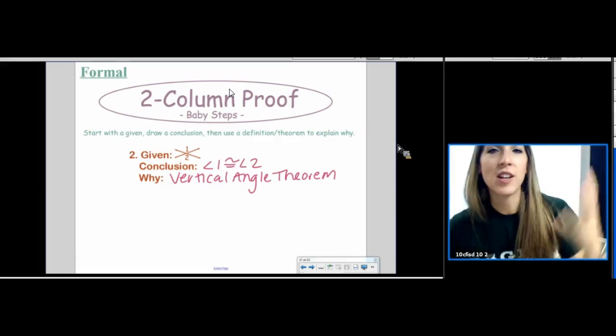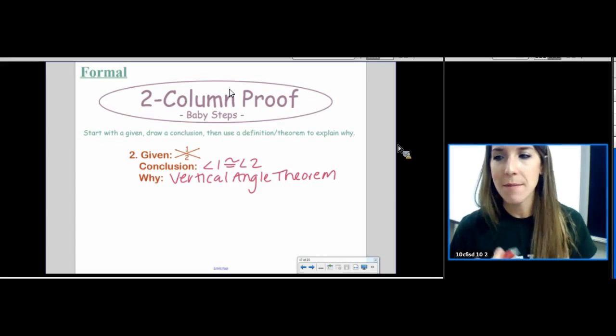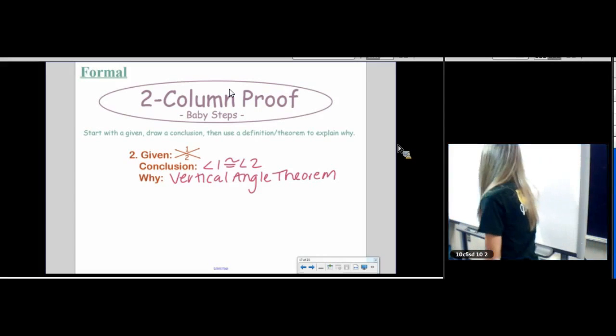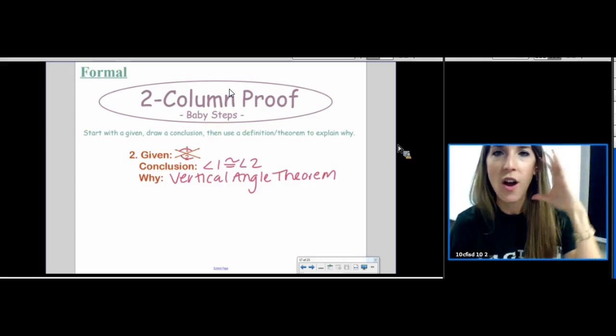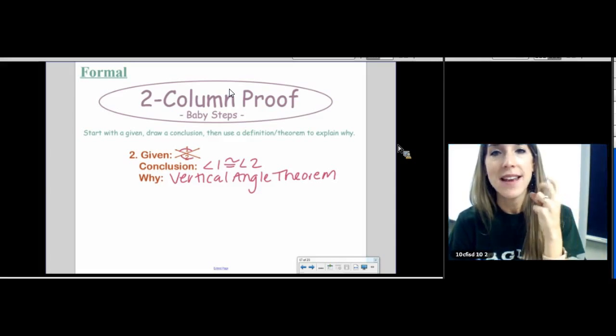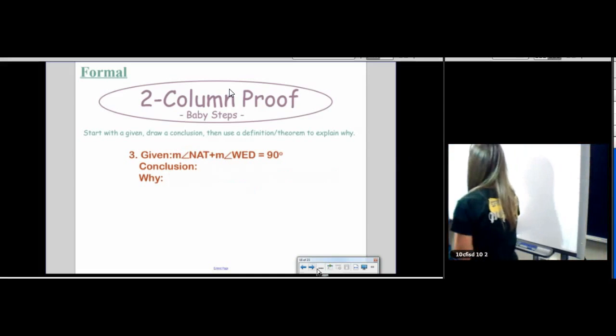Guys, you do this conclusion in your head. Y'all already do this, but today we're formally backing it up. I know that if I give you two angles, in your head, you already know that those are equal. You're already putting arcs on that picture in your head, but now we're writing it down. What you're doing in your head, we're actually writing it down.